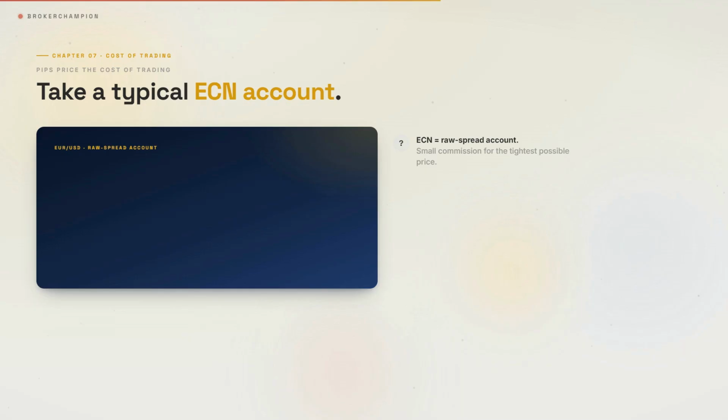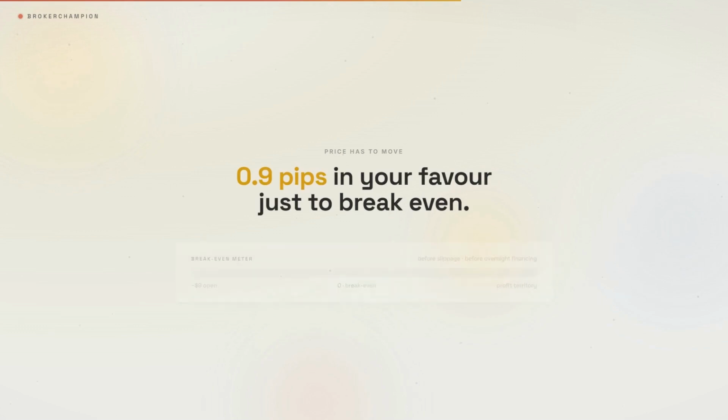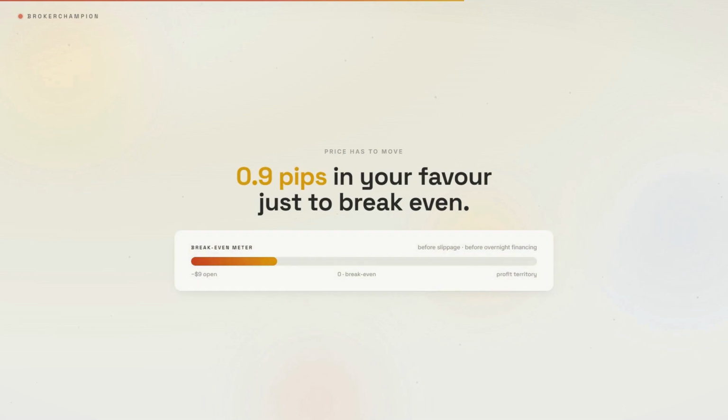Take a typical ECN account, which just means a raw spread account where you pay a small commission for the tightest possible price. On Euro USD, the raw spread might be 0.2 pips, plus a round turn commission of about $7 per standard lot. Added up, you're starting the trade roughly $9 in the red, meaning the price has to move about 0.9 pips in your favor before you're even at break even. Anything below that is a loss before slippage or overnight financing enter the picture.